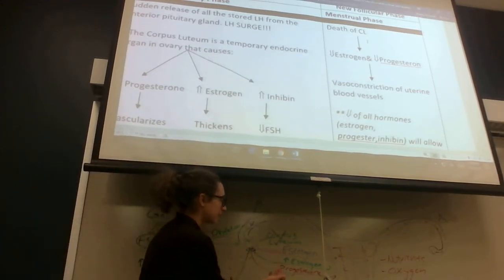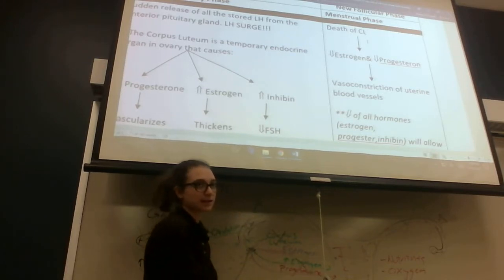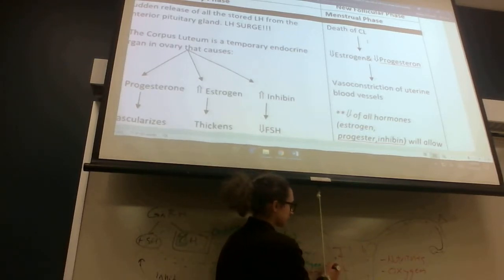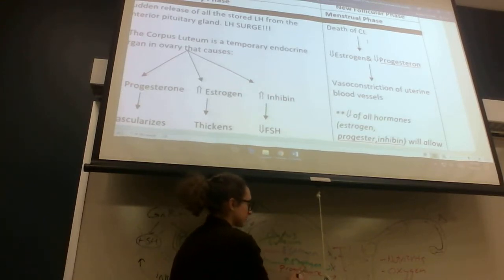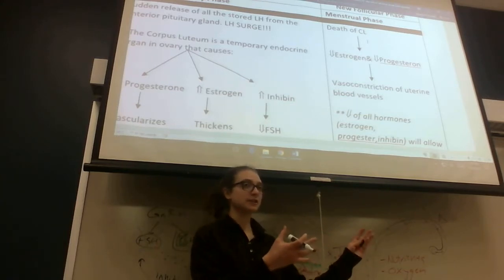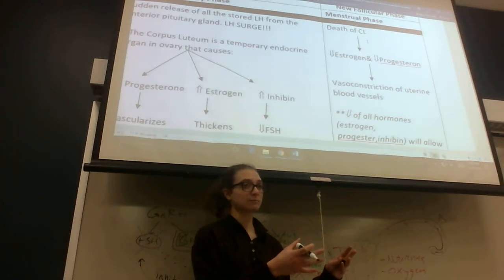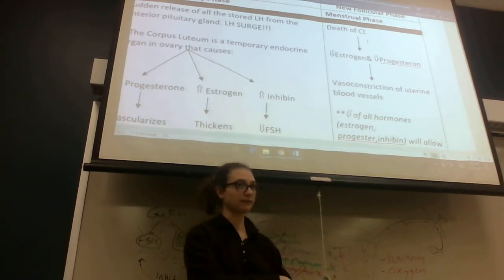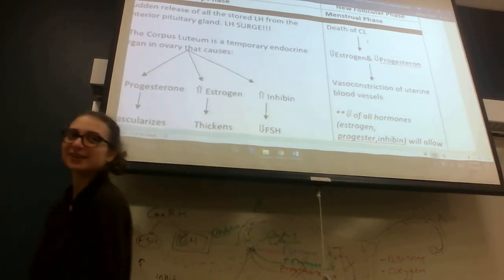Once the corpus luteum dies, the estrogen levels are going to decrease, so the uterus is not going to be as thick. Progesterone also stops being produced. Progesterone increased vascularization, but if you don't have enough progesterone to support those blood vessels, they're just going to slough off. And that's when you have a period. So this is all going to come down. All that effort for nothing.